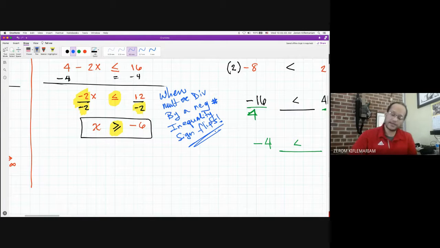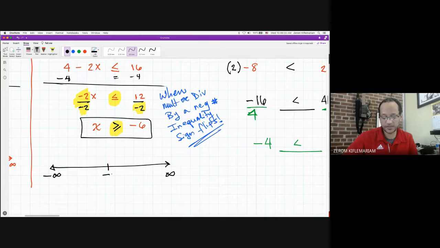So now that I have this answer using a number line from negative infinity to positive infinity, the only number I'm interested in is -6. And around -6, now I can pick numbers. If I'm trying to see test values, give me a number on the left side, give me a number on the right side.